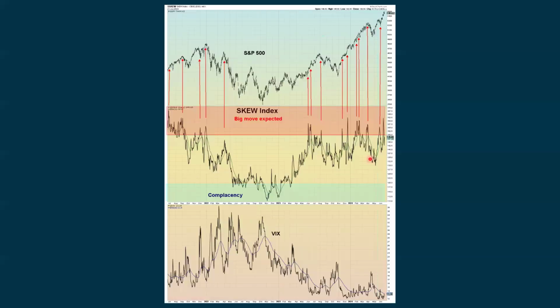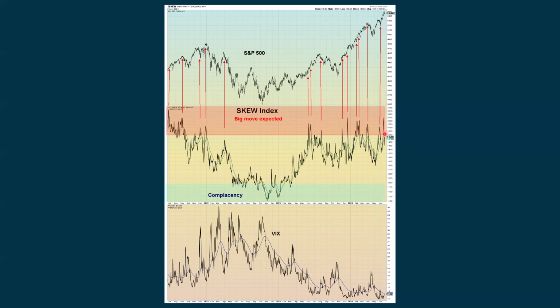The skew index, I was showing this a few times earlier in the week. The VIX is calculated by using at-the-money options. A very similar type of measurement is called the skew index, where it's calculated looking at out-of-the-money options. When we go up into this red area, the market is expecting some kind of a big move. Well, we came up into this red area and we were there for a couple of days, and that's when we shot higher in Monday's session.